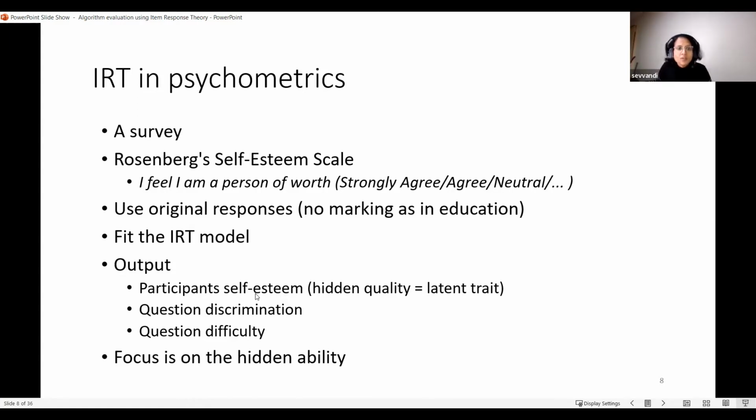So the output in this case is the participant's self-esteem, and that's the hidden quality that you're trying to get. And of course, for each question, how discriminative it is and the difficulty of the test question. So in psychometric scenarios, mostly the hidden self-esteem, the hidden ability, the latent trait is of quite big interest, whereas in an education scenario, you're more interested in the discrimination of the questions.